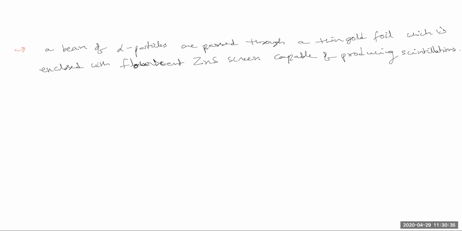Okay, now observations. Yes, sir. So what is scintillation? Scintillation means giving a bright blinking of light. Blinking of the light. Okay, observations and conclusions. Here we can only take observations and conclusions.